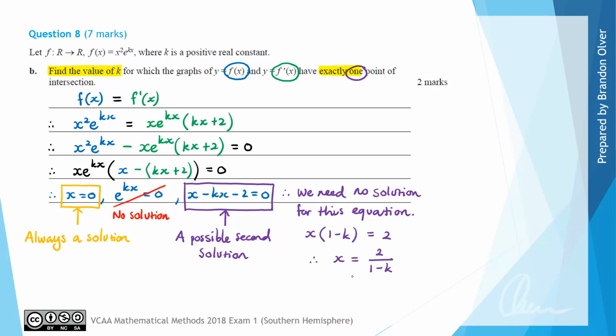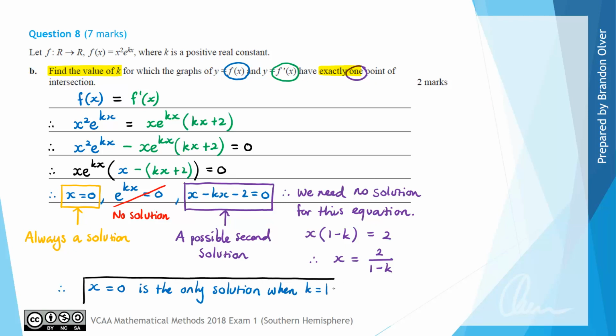And now inspecting this solution for x, we would see that if k equals 1, we get no solution. And that's because there's an asymptote at that point, if you think about that as a graph. So with that in mind, we know that x equals 0 is the only solution when k equals 1. So that is the answer to part B of this question.